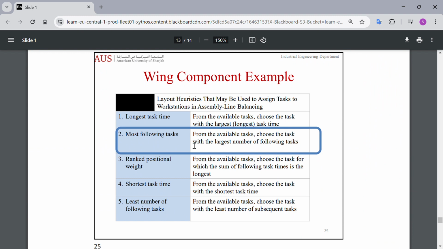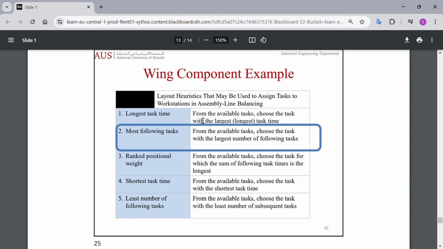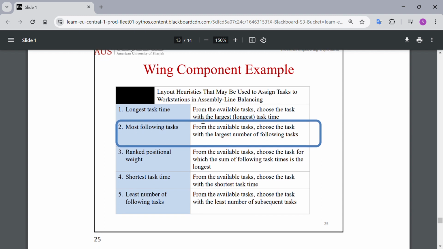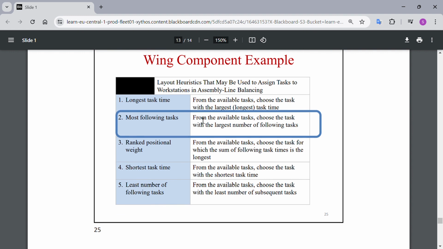Here are layout heuristics that may be used to assign tasks to workstations in a simple line balancing. Longest task time: from the available tasks, choose the task with the longest time. Most following tasks: from the available tasks, choose the task with the largest number of following tasks. Others are rank positional weight, shortest task time, and least number of following tasks.